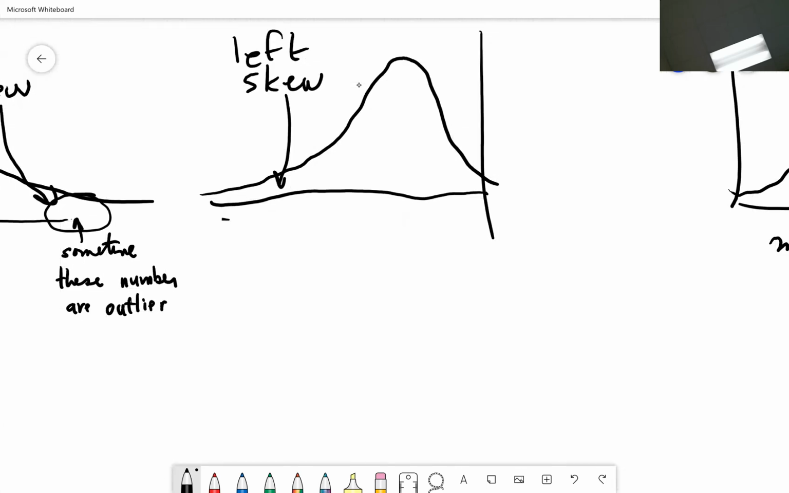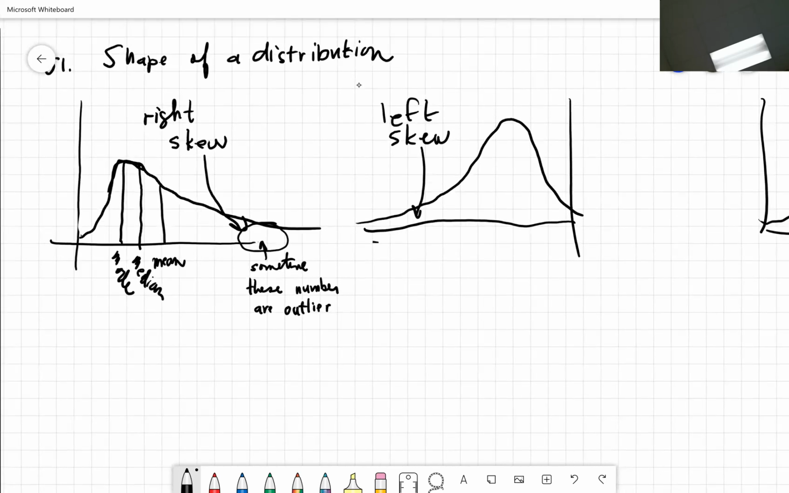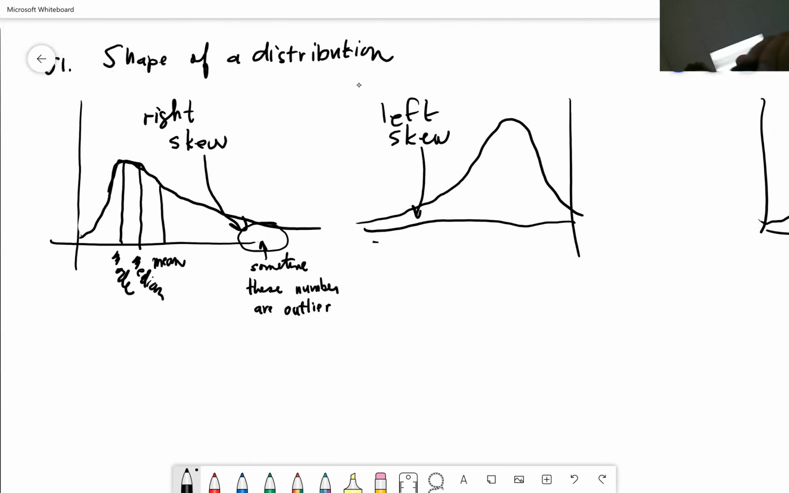Similarly, when the numbers are really small compared to the rest, the mean is pulled towards the left tail in the left skew. So here's the mean. The median is a little bit bigger. It's not as pulled by the outliers or by the small numbers in this case. And the mode continues being the one that's most frequent.